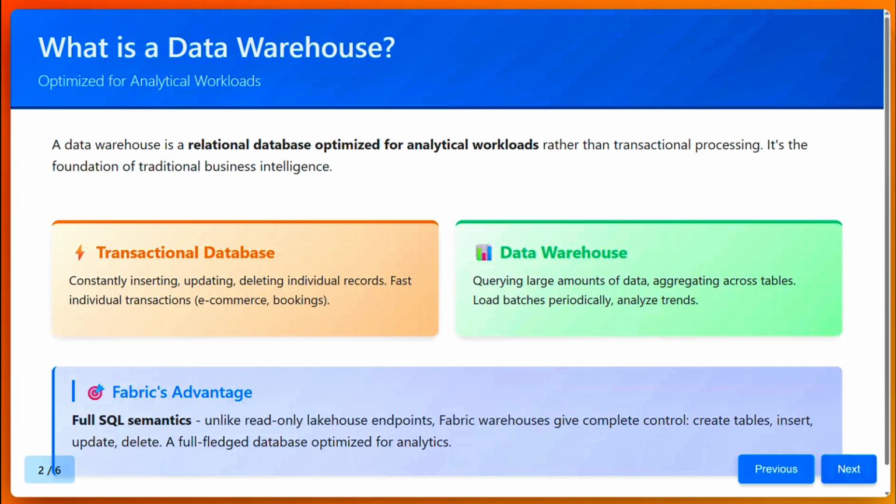In a regular transactional database, you are constantly inserting, updating, and deleting individual records. Think of an e-commerce system updating inventory or an airline booking system. Those databases are designed for fast individual transactions. A data warehouse, on the other hand, is designed for querying large amounts of data, often aggregating and joining across multiple tables.